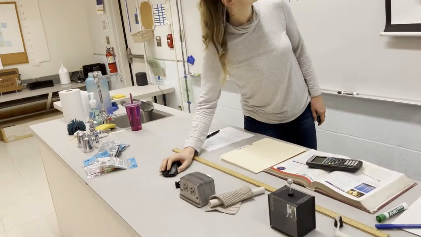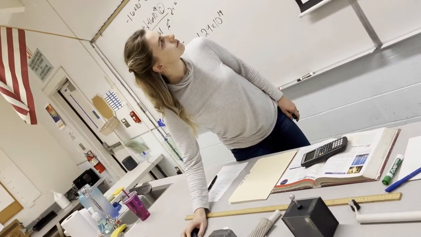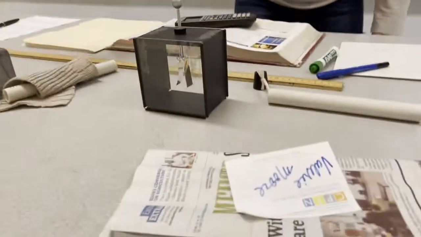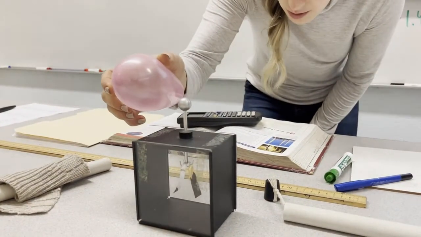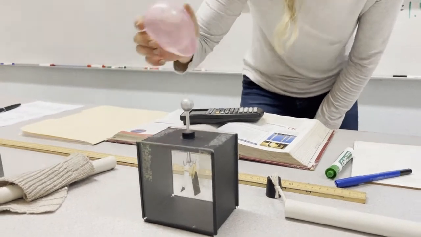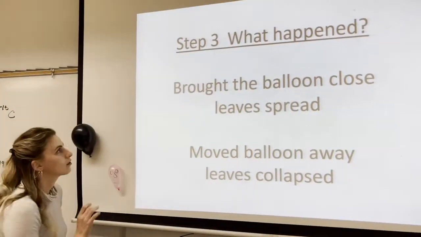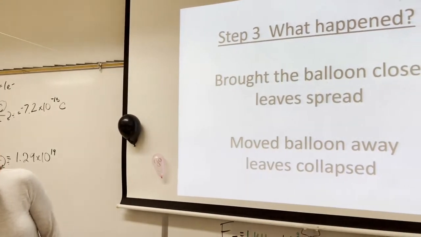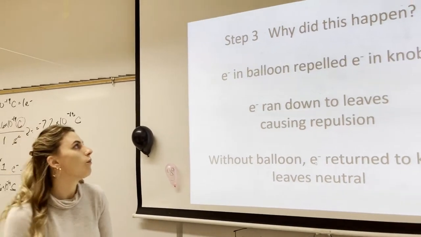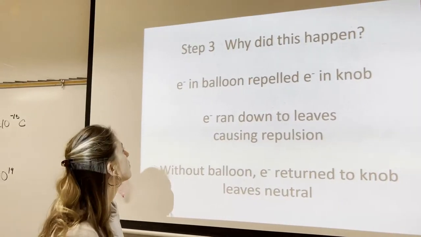Okay, the next one is where you brought the balloon close, but you didn't touch it. So this is when I bring it close. And what is going on here? We brought the balloon close, the leaves spread. I moved the balloon away, the leaves collapsed. So why did this happen?